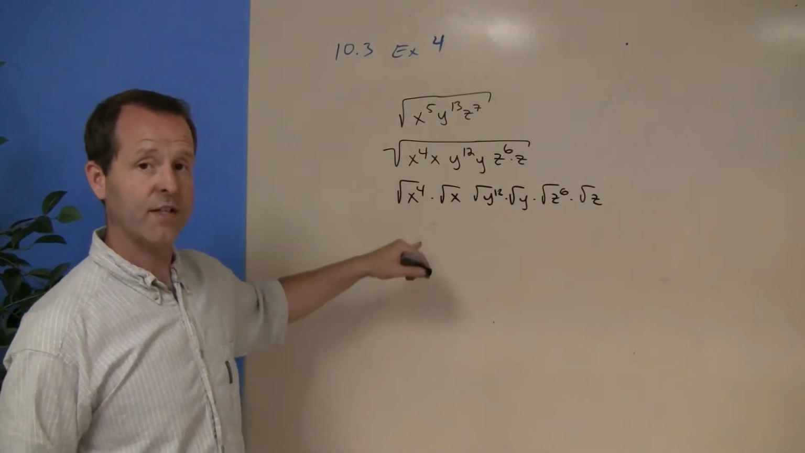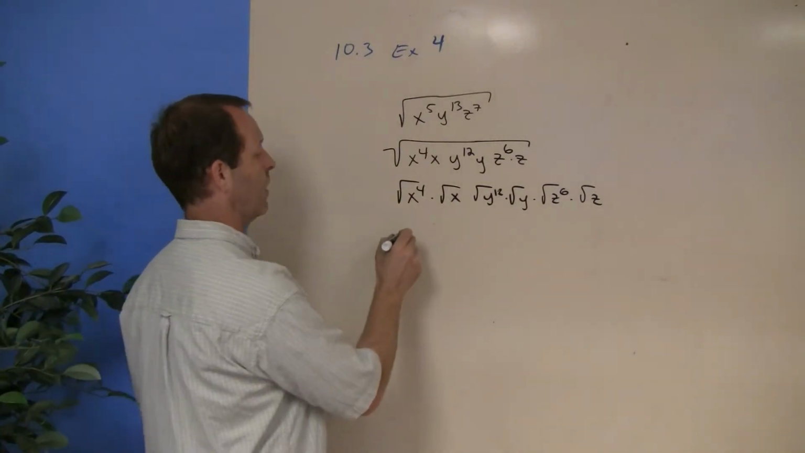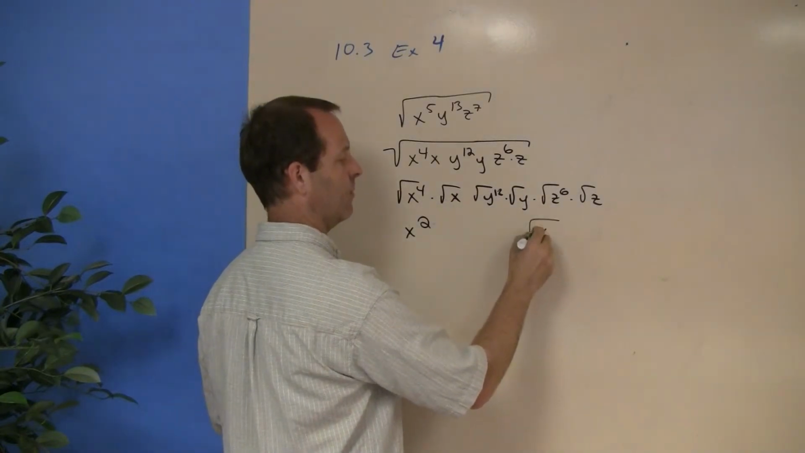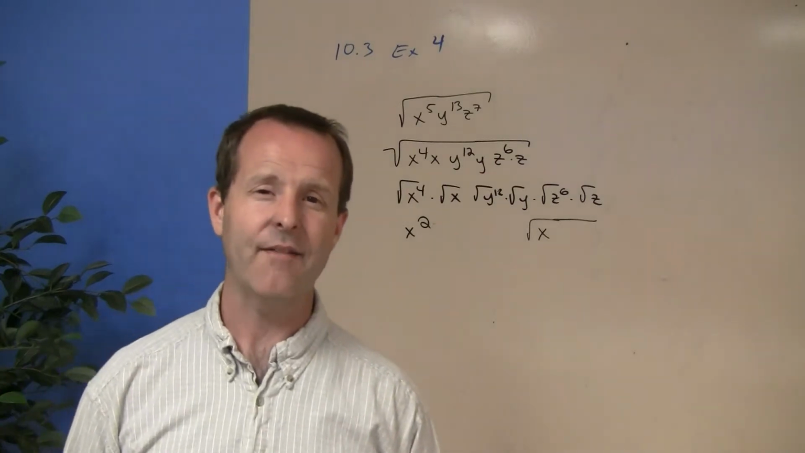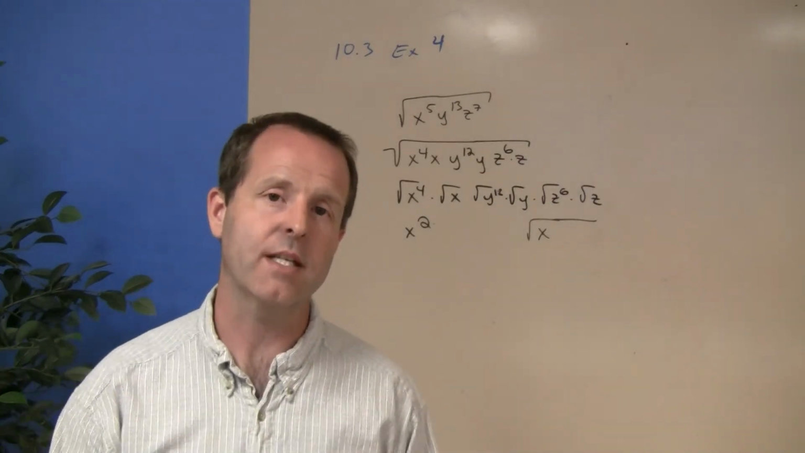What's the square root of x to the 4th? X squared. Square root of x, I'm going to put him over here. Basically, he stays in jail. He didn't have enough bail, enough x's to kind of release him from jail, so he's going to still be behind.